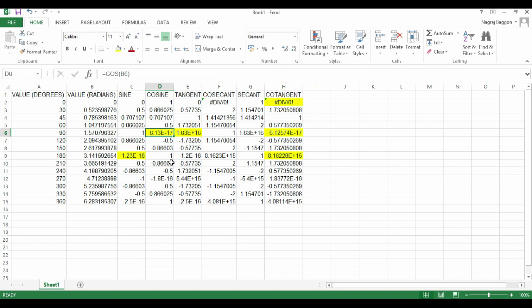The other reason why we get some bizarre values expressed in some number E plus etc. is because some of the trigonometric ratios, in reality, are defined as infinity or not defined. So when a trigonometric ratio is infinity or not defined, Excel ends up throwing up a bizarre number.